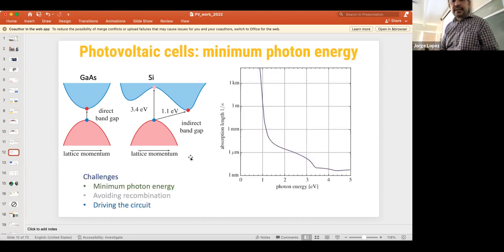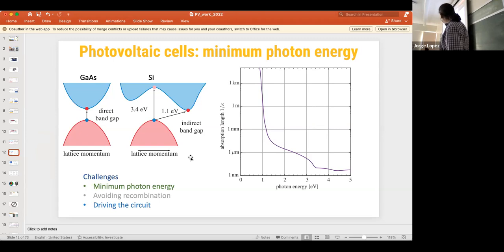So here's a challenge that we see in photovoltaic cells. You have to have a minimum photon energy. For instance, this distance, 1.1, has to be jumped across this gap. Any photon that comes in with less than 1.1 electron volts doesn't get absorbed. This is the famous photoelectric effect explained by Einstein in 1905. That's what he got the Nobel Prize for, right? The photoelectric effect.